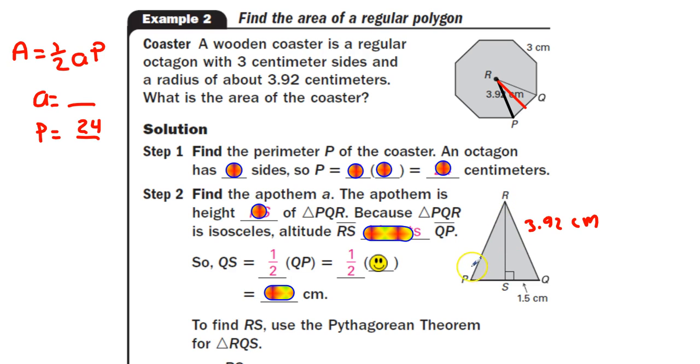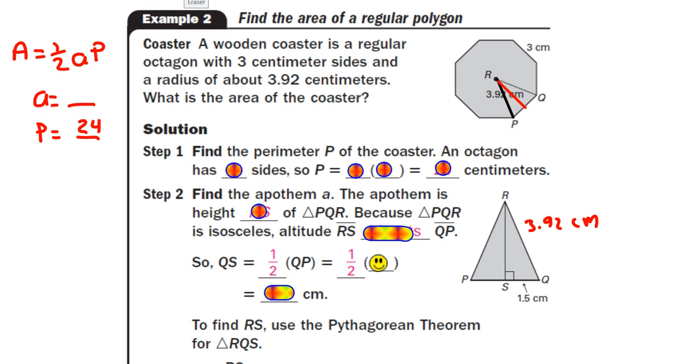Okay, so here's my isosceles triangle. This altitude creates a right triangle, and notice, it's not only an altitude, but it is a perpendicular bisector and a median. So S is a midpoint of PQ, and PQ, remember, is 3 centimeters. So that's why you see the 1.5 there, because it's half of 3. So we have 2 out of 3 sides of a right triangle. We can use the Pythagorean theorem to find the length of RS, which is the apothem, and that's what we need to complete the information that we need for our formula.